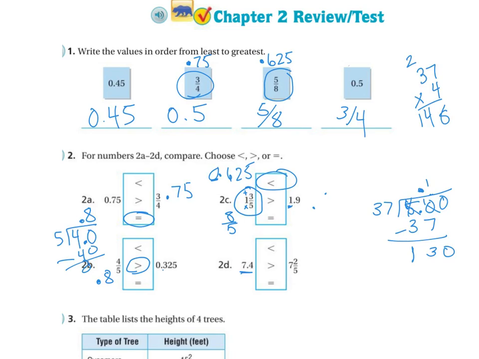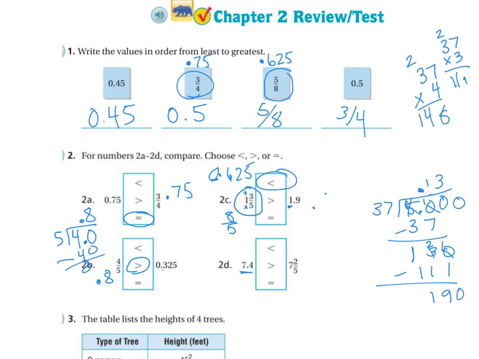So let's try 37 times 3 and see what we get. 37 times 3. 7 times 3 is 21. 3 times 3 is 9. Plus the 2 is 11. So we have 111, and we're going to subtract. So let's put my 3 here. Subtract that. I get 19. Add a 0. Bring it down. So now I'm at 190.